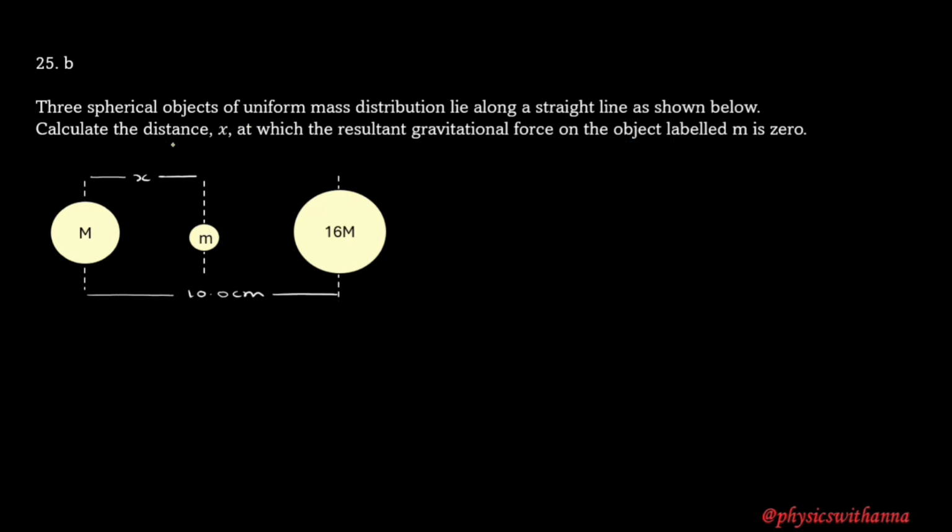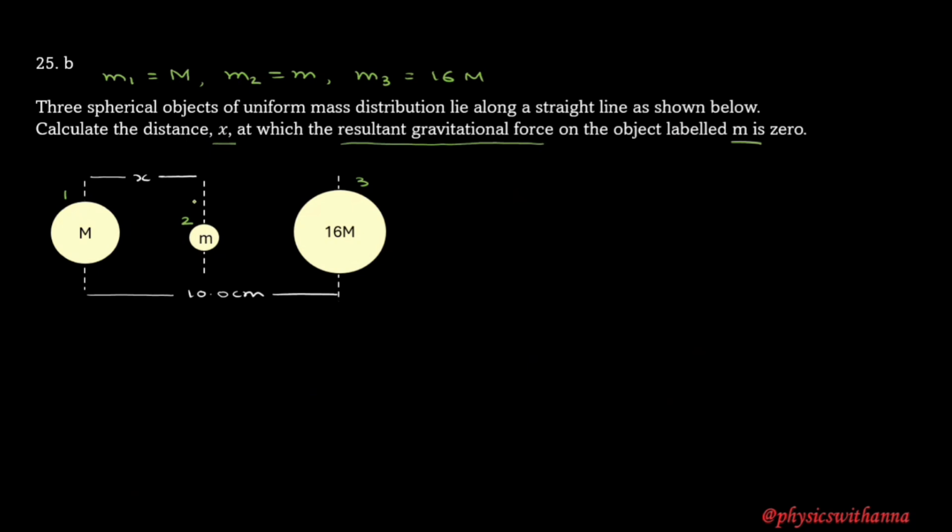Question 25b. Three spherical objects of uniform mass distribution lie along a straight line as shown below. Calculate the distance x at which the resultant gravitational force on the object labeled M is 0. So again here you have three objects. I will call them object 1, 2, and 3. Mass of object 1 is equal to capital M. For object 2, it is small m, whereas for object 3, it is 16 capital M.